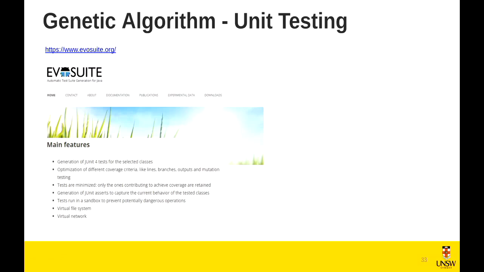So this is the concept of EvoSuite. For EvoSuite, as you can imagine, each chromosome corresponds to a test case, a JUnit test.